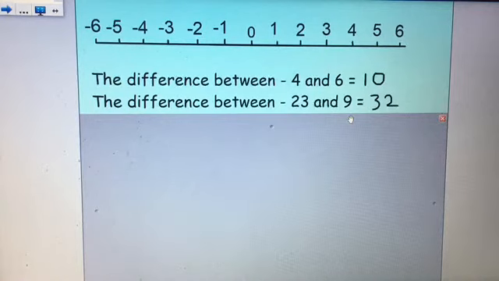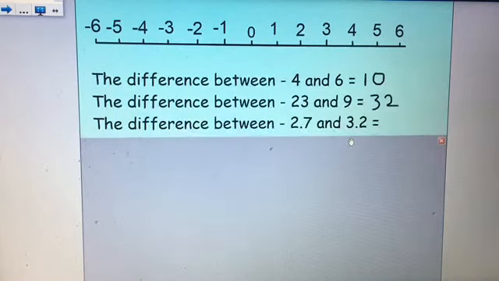Let's have a look at another one. The difference between minus 2.7 and 3.2. Again, if you want to pause and do these on your own, go ahead. So, the difference between minus 2.7 and 3.2. So, minus 2.7, we'd have to add 2.7 to get back to 0, and then you'd have to add 3.2 to get 3.2. So if you just added these two numbers together, the difference would be 5.9.